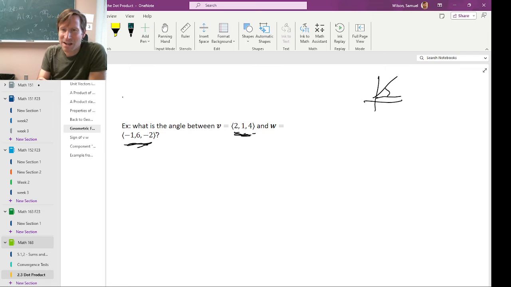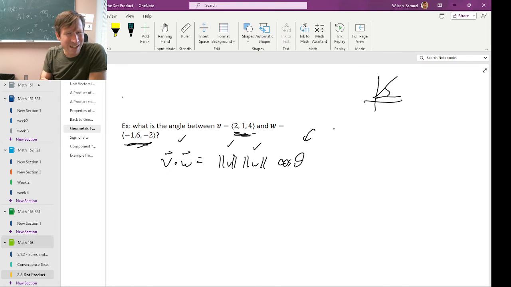In general, it seems like a pretty tricky problem, but we know the geometric formula for the dot product. So we know that v dot w is equal to the magnitude of v times the magnitude of w times the cosine of the angle between them. V dot w, that's easy to calculate, and these magnitudes are also easy to calculate. So we can just solve for the angle theta.